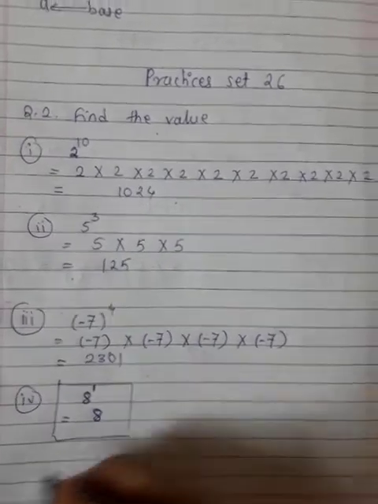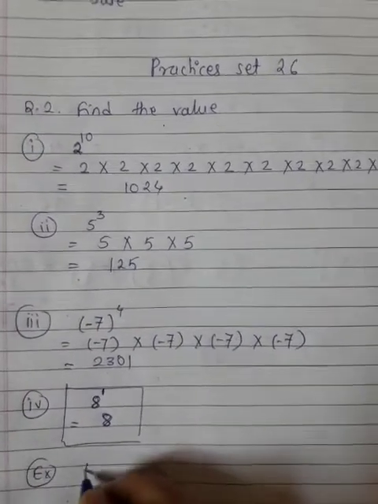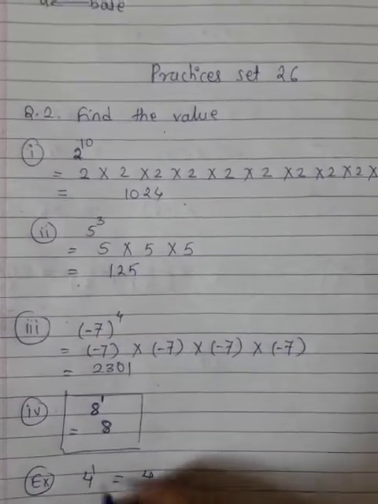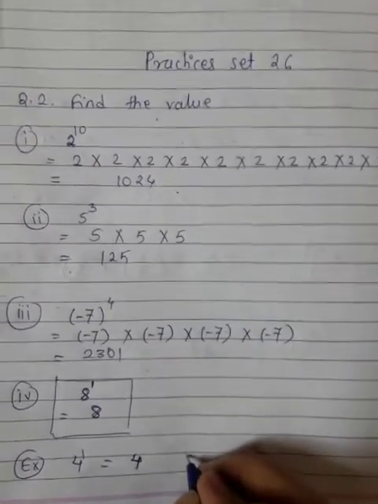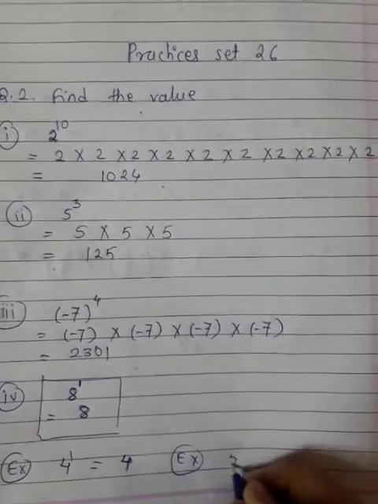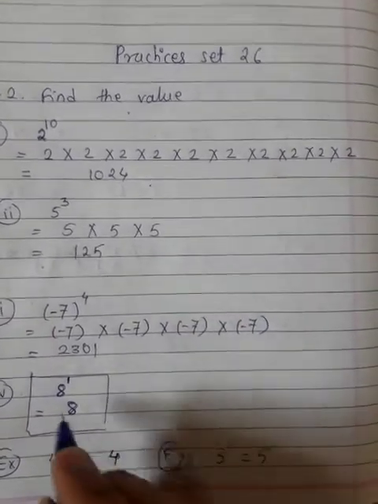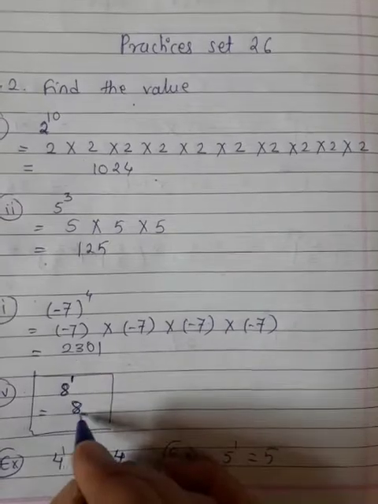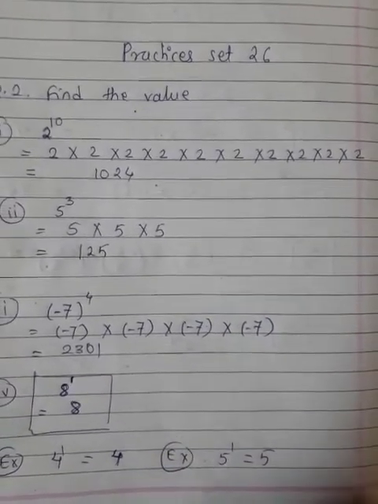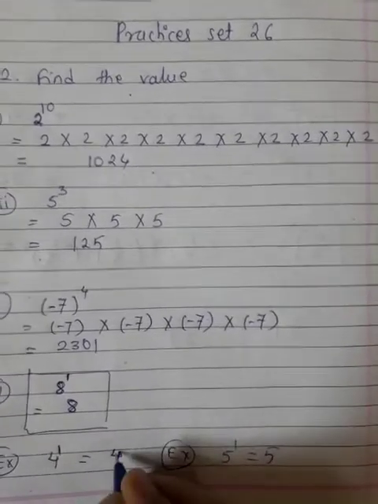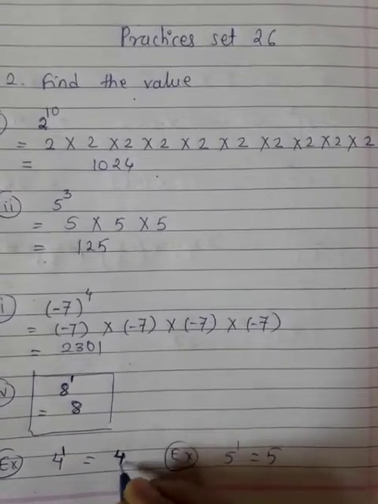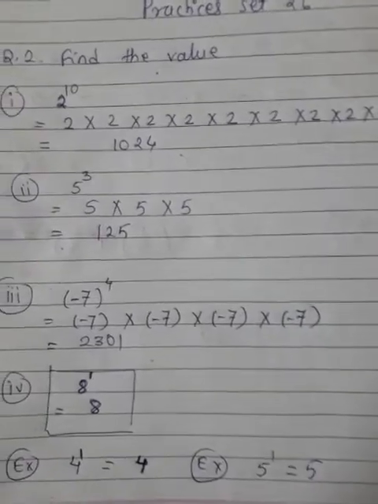You can see also other examples. 4 raised to 1 means multiply 4 how many times? 1 time, so it gives 4 itself. So 4 raised to 1 is 4. Okay, 5 raised to 1 is 5. So first power of any number is the number itself. Okay, so remember that. It is not necessary to write index 1, so 4 means 4 raised to 1. Now we have completed practice set number 26.